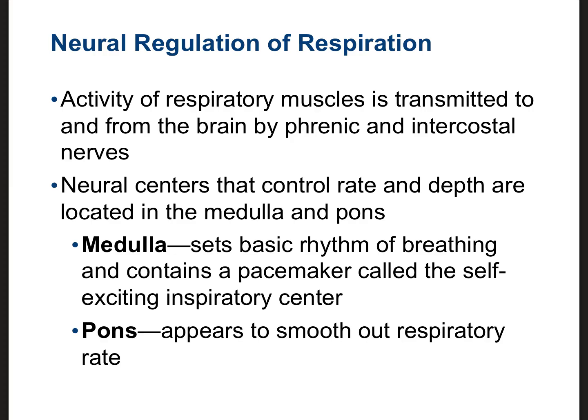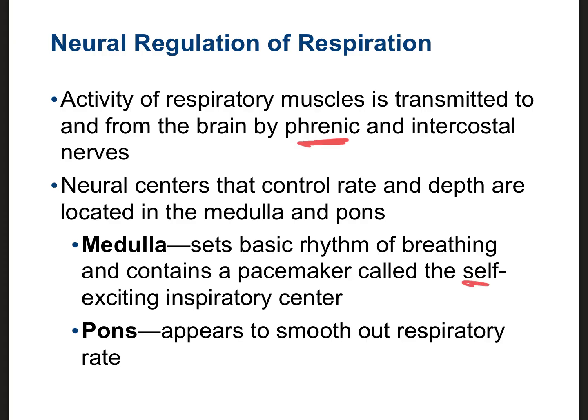That's the diaphragm and the external intercostal muscles, through the phrenic and the intercostal nerves. The phrenic nerve innervates the diaphragm. Okay? The centers that control the rate and depth of respiration are found in the brainstem, in the medulla and in the pons. The medulla sets the rhythm, so it's roughly 12 to 15 breaths per minute at rest. That's set by the medulla. It contains the pacemaker and has a self-exciting inspiratory center.